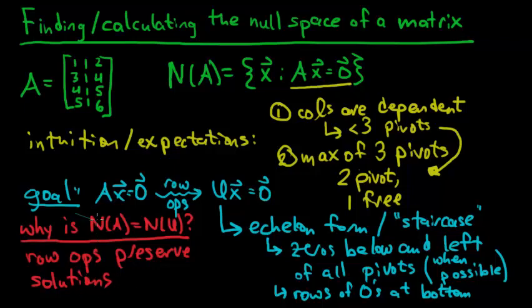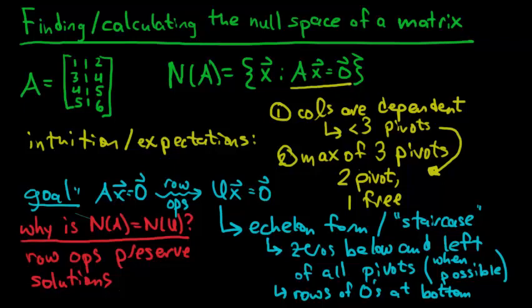And as we can see up here, the null space of a matrix is certainly a set of solutions. So in other words, row operations may change the matrix, but it does not change the set of all x because the row operations themselves preserve the solutions.